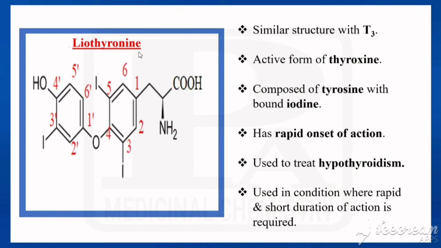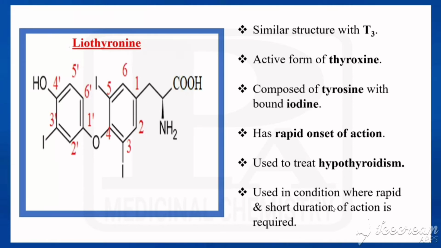Next one is called liothyronine. It has the same structure as that of T3. Already we have discussed the structure of T3. It is the active form of thyroxine. It is composed of tyrosine that is bound to iodine. It has a rapid onset of action and is used to treat hypothyroidism. It is used in conditions where rapid and short duration of action is required.